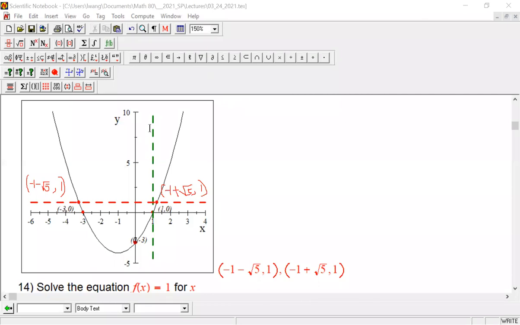Okay, this green line is x equals 1, when we try to do f of 1. And this red broken line is the output. Let me write the red: f of x equals 1. The output is 1. Is everybody clear about this?